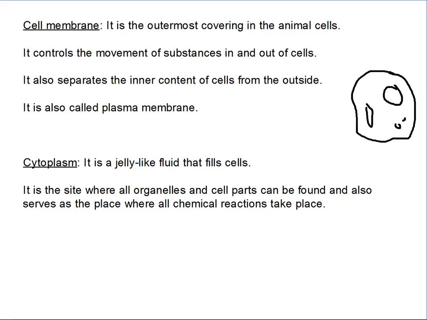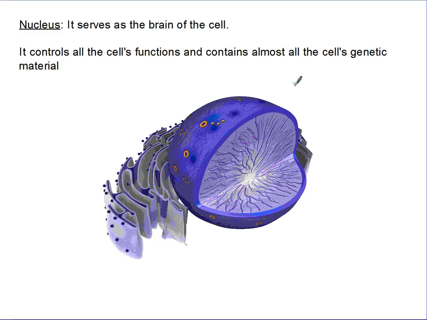So for the cytoplasm, it's a gel-like fluid that fills cells, and then all the other structures can be found in the cytoplasm. Now let's go to the brain of the cell, and this is what we call the nucleus. It is what determines what a cell should do and what a cell should not be able to do. It serves as the brain of the cell. It controls all the cell's functions and contains most of the cell's genetic material.